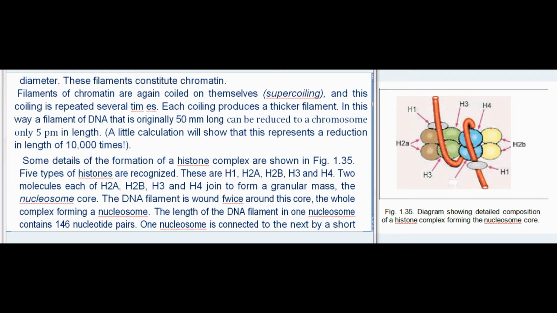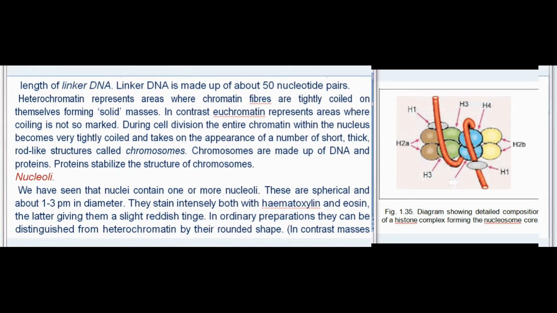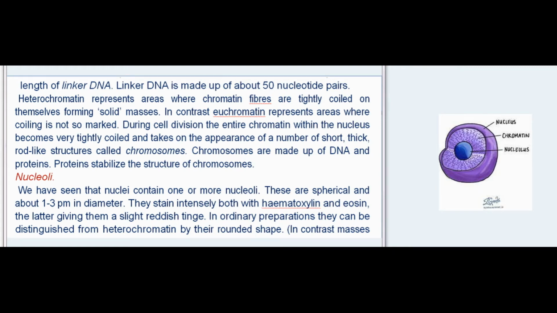core. The DNA filament is wound twice around this core, the whole complex forming a nucleosome. The length of the DNA filament in one nucleosome contains 146 nucleotide pairs. One nucleosome is connected to the next by a short length of linker DNA. Linker DNA is made up of about 50 nucleotide pairs. Heterochromatin represents areas where chromatin fibers are tightly coiled on themselves forming solid masses. In contrast, euchromatin represents areas where coiling is not so marked.